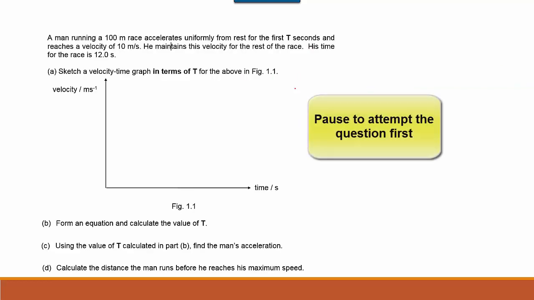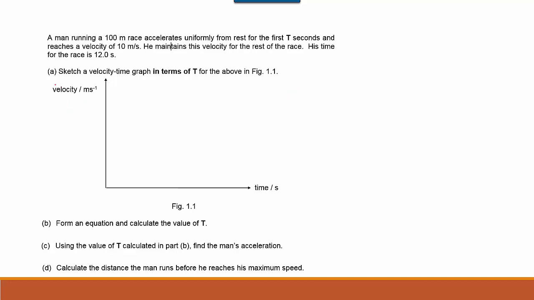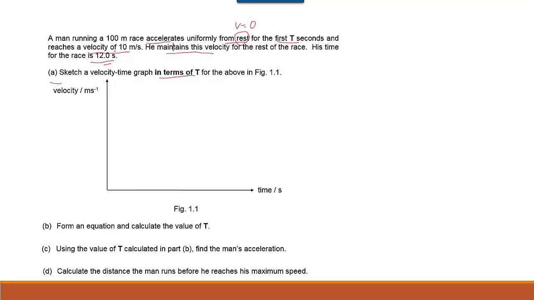Okay, another question. Take some time to read the question. The first question asks you to sketch a velocity-time graph in terms of t for the above. So what happens is that this guy accelerates uniformly from rest, meaning velocity equals 0 for the first t seconds, and reaches a velocity of 10 meters per second. Then after that, he maintains his velocity for the rest of the race, and the timing for the race is this.